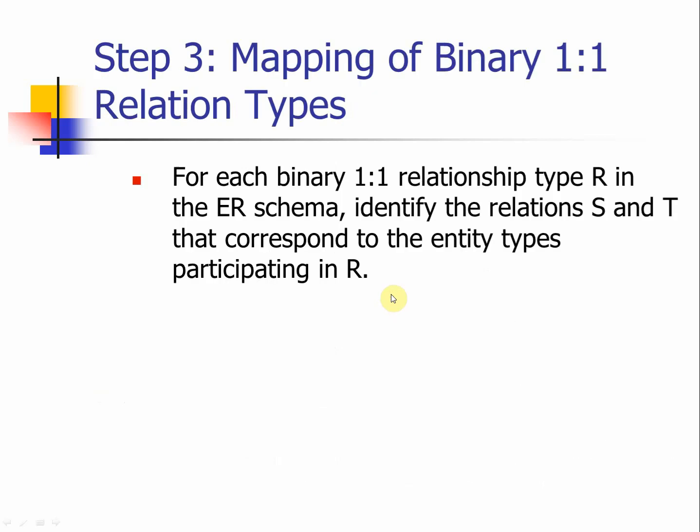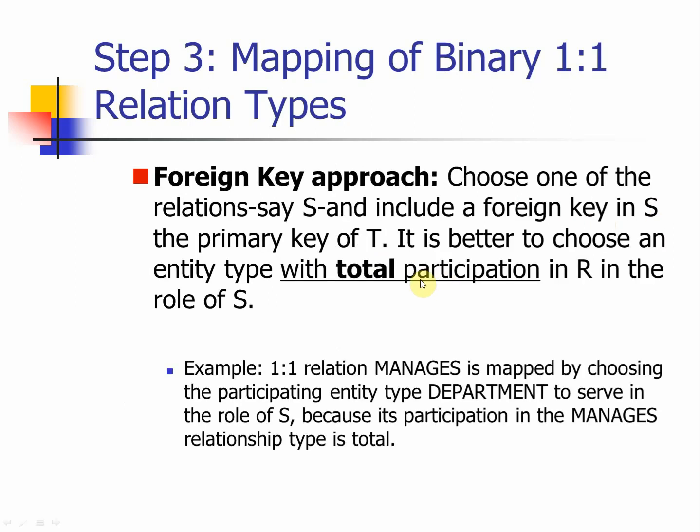For each binary 1-to-1 relationship type R in the ER schema, identify the relations S and T, indicating that the relationship connects 2 entities. We want to find those 2 entities corresponding to the entity types that participate in R. Then we choose one of the relations, say S, and include a foreign key in S, the primary key of T. What that's trying to say is that the relationship will convert into a foreign key.